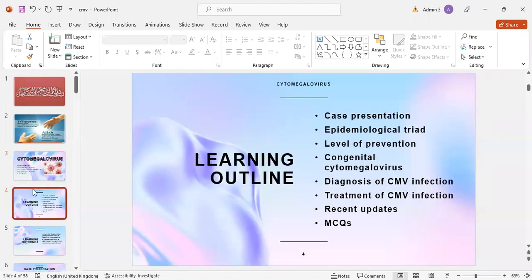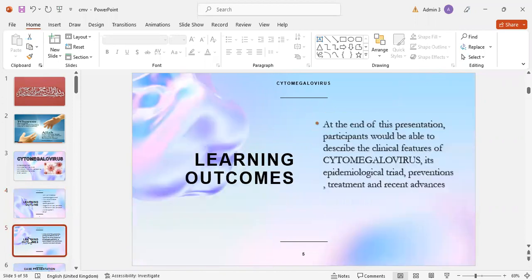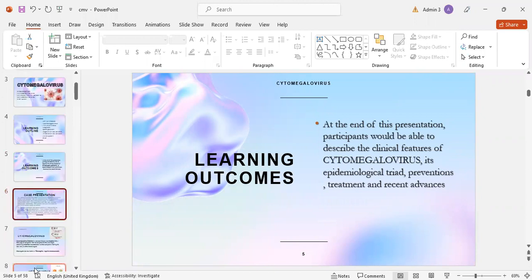Learning outlines. Case presentation, epidemiological triad, levels of prevention, congenital cytomegalovirus, diagnosis of cytomegalovirus infection, treatment of cytomegalovirus infection, recent updates and MCQs. Learning outcome. At the end of this presentation, participants would be able to describe the clinical features of cytomegalovirus, its epidemiological triad, prevention, treatment, and recent advances.